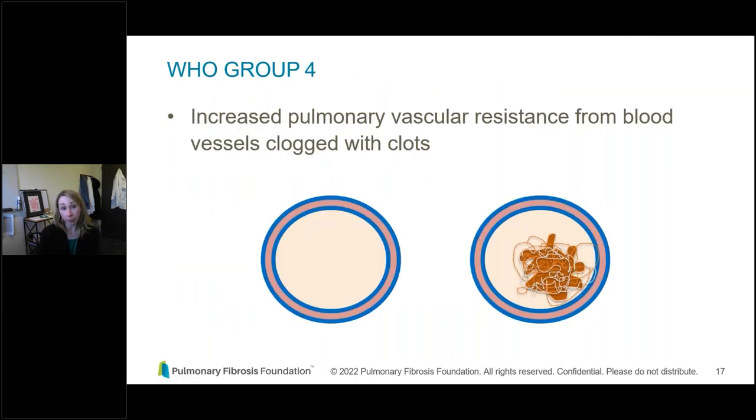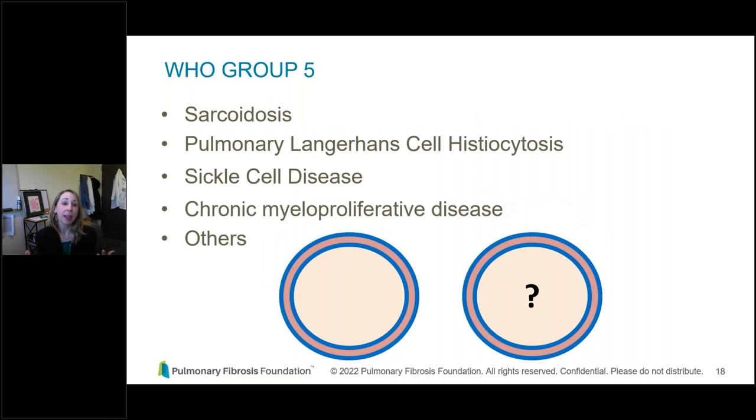WHO group four is increased resistance in the vessel because of blood clots. And this is, again, important for this group because patients with many types of pulmonary fibrosis, particularly autoimmune disease, have higher risk of blood clots. So even though you have interstitial lung disease and that could contribute to pulmonary hypertension, this is always something that's important to keep in mind. And then group five, we don't know the mechanism of what causes it.